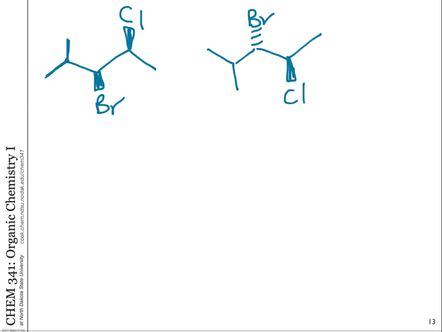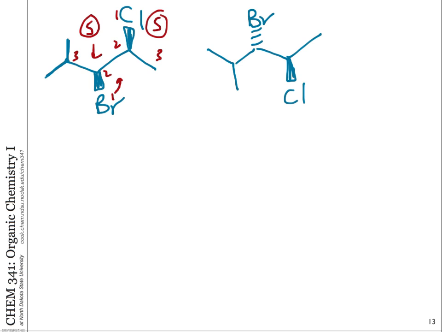But let's take a look. I've oriented these slightly differently. Can you tell me what the configurations are? Are they diastereomers or are they enantiomers? So let's look at this. If I look at this stereocenter with the bromine here, I have 1, 2, 3, and the hydrogen going back, going counterclockwise, so that's the S configuration. And the chlorine, 1, 2, 3, that's also the S configuration.